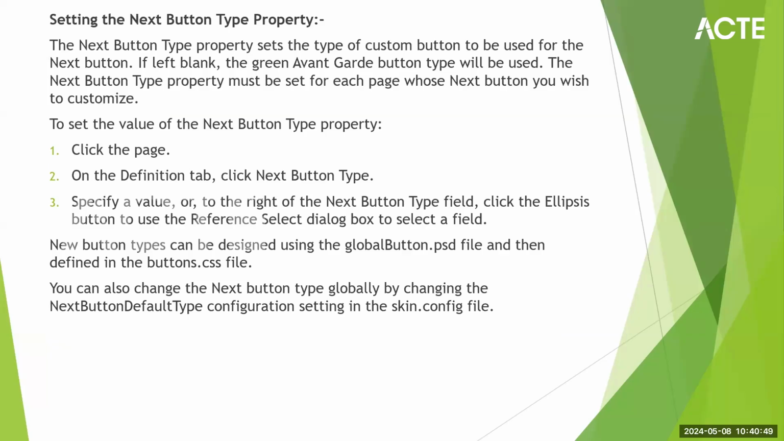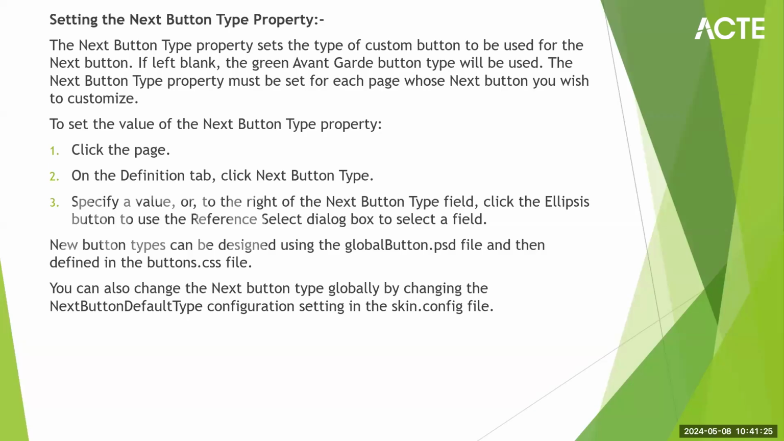Setting the next button type property. This is like what button type you want, like radio button or normal. How you set it: click on the page and on the definition tab, click next button type and specify a value, and map the correct corresponding field if it is already existing. A new button type can be designed using the global button.pst file. This is the default file which is available in your current manuscript or in your local machine.